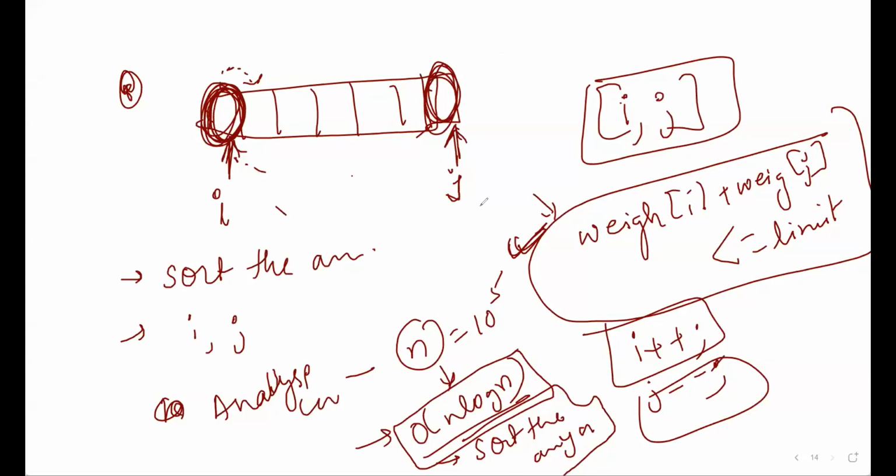No, any element cannot be greater than limit. It is mentioned in the question only that the maximum weight of the people is going to be less than or equal to limit. If any element is greater than limit, then you cannot send everyone. So this constraint was mentioned: the maximum weight of any person cannot be greater than limit.